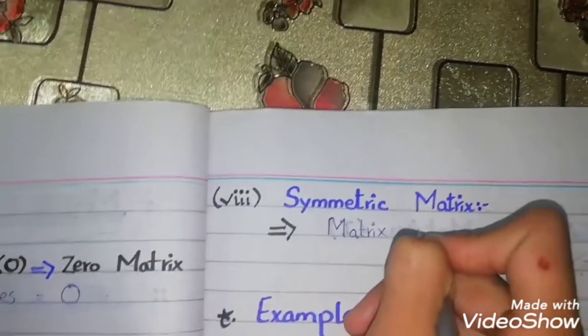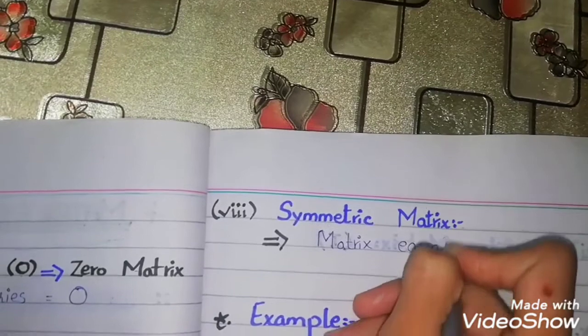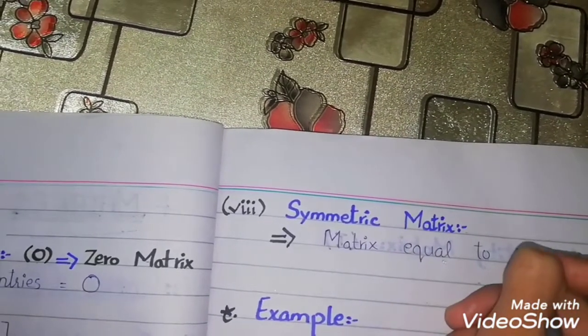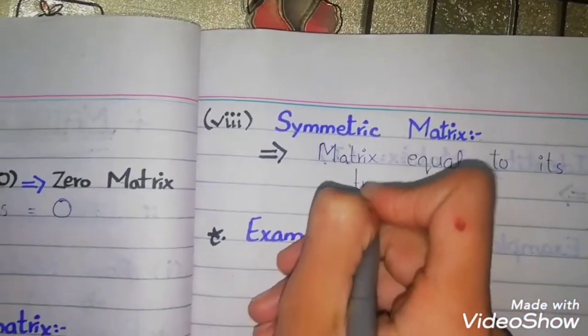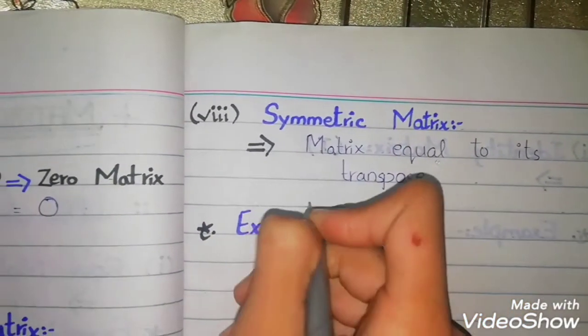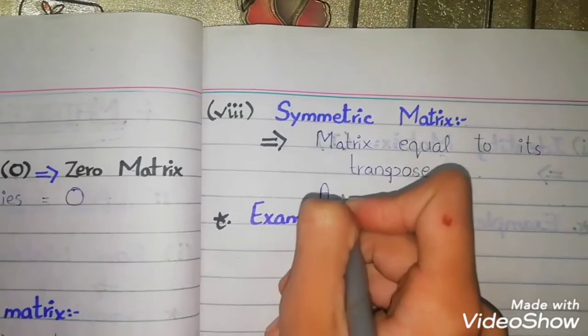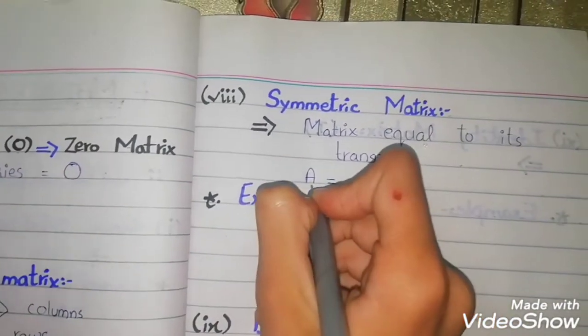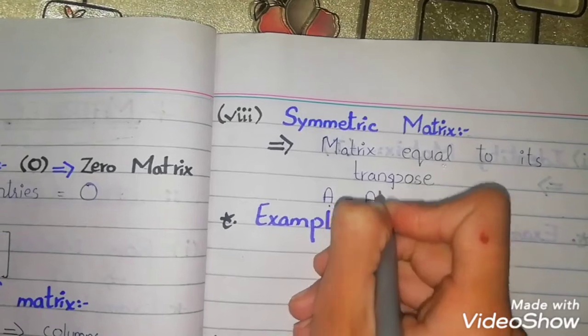Matrix equal to its transpose. For example, A is a matrix. It is called symmetric if it is equal to A^T.